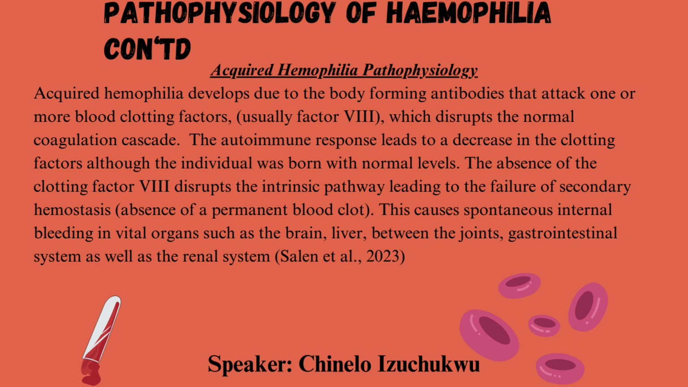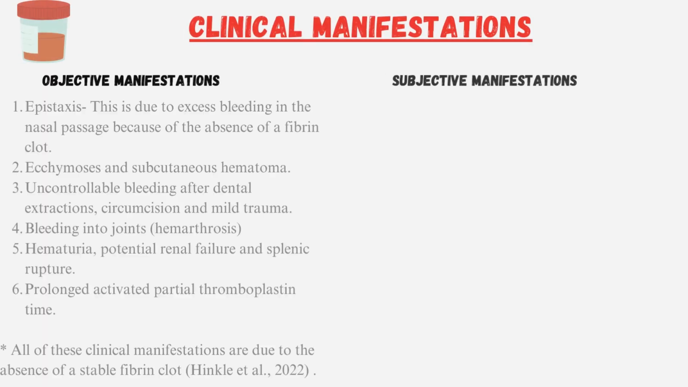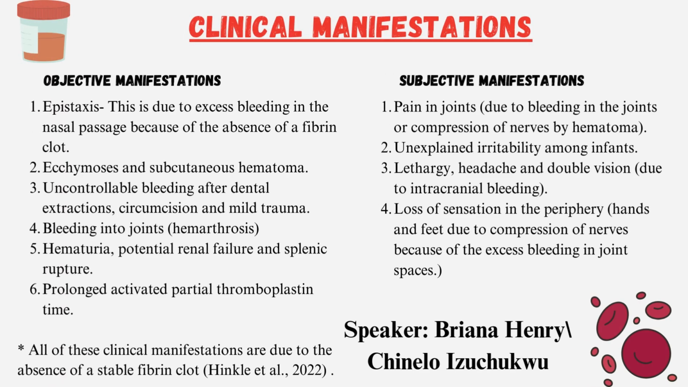This absence of blood clotting factor 8 disrupts the intrinsic pathway, leading to spontaneous internal bleeding in vital organs like the brain, the liver, in between the joints, gastrointestinal system, as well as the renal system. Clinical manifestations of hemophilia. We have classified our manifestations into objective and subjective findings.